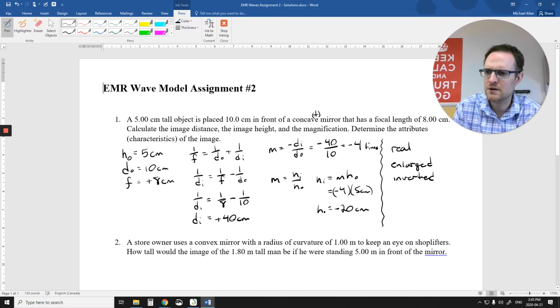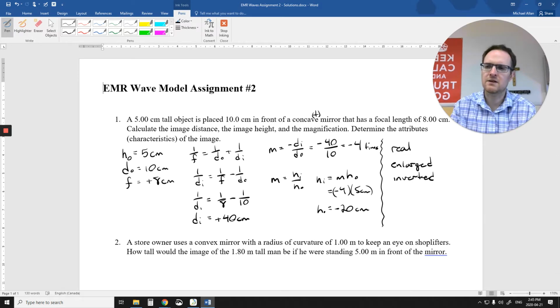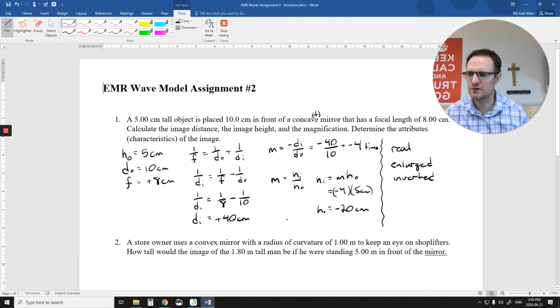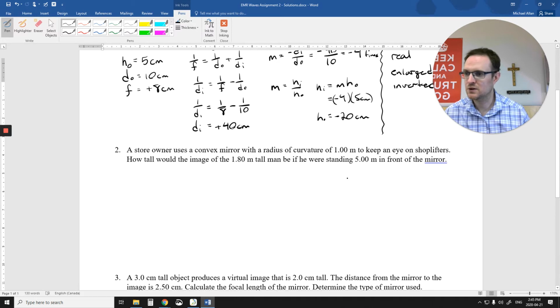Yeah, I think we're good. Was I missing something here? Real, inverted, enlarged. Or, I can't think of, I know there's a fourth one. The fourth one is the position. Yeah, okay. Sounds pretty cool.